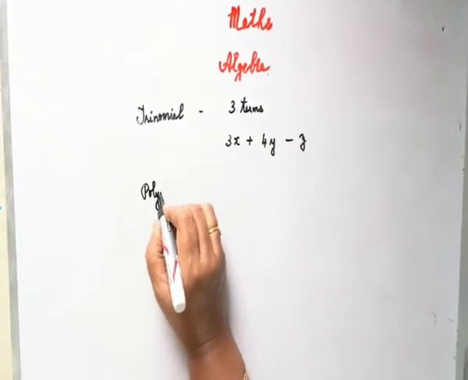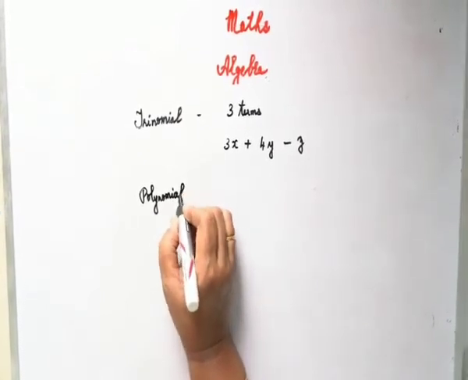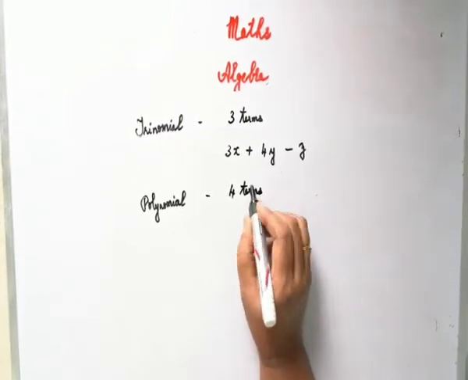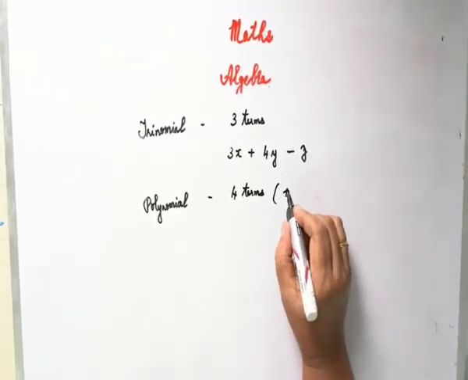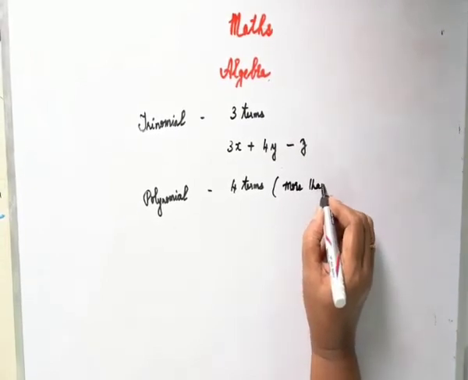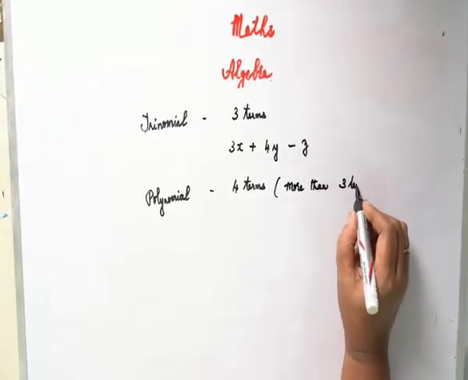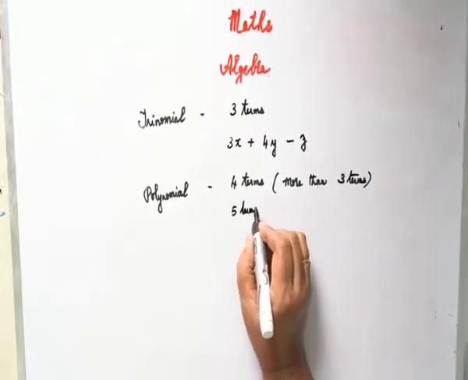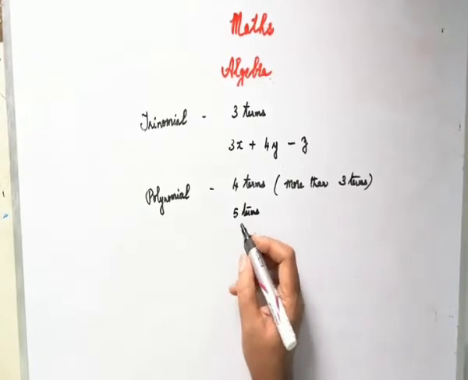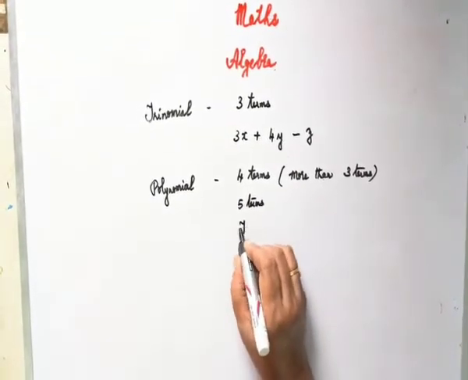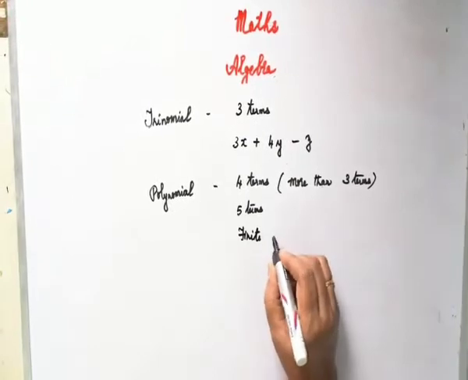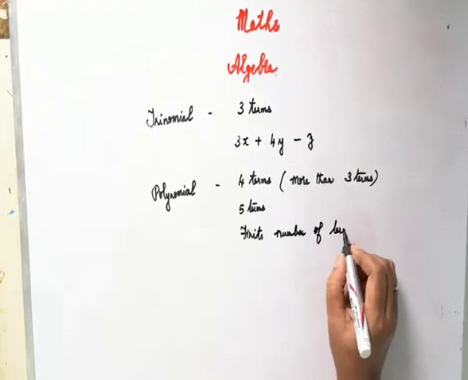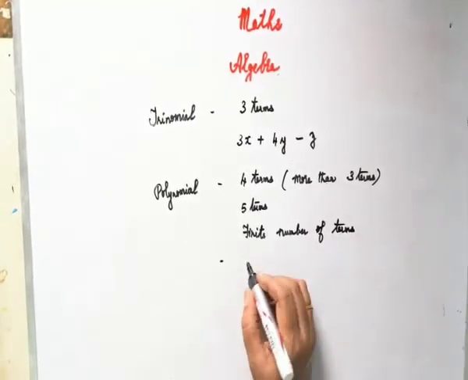Polynomial. If an expression consists of 4 terms, it's called a polynomial, or we can say more than 3 terms. It can be 4, 5, 6 or 7. But remember, it will contain only a finite number of terms. We'll see an example.